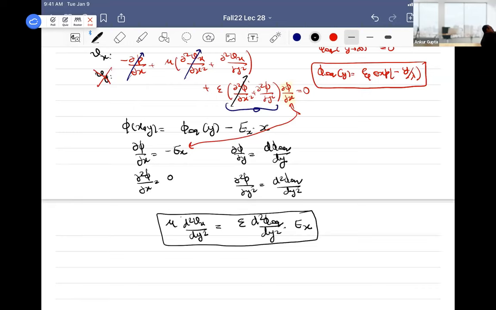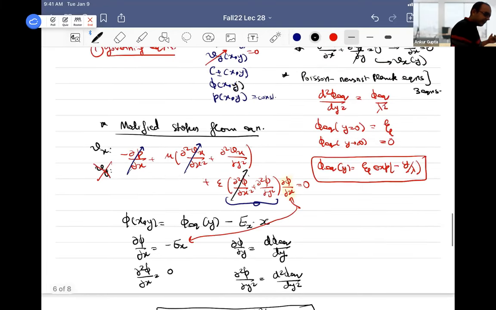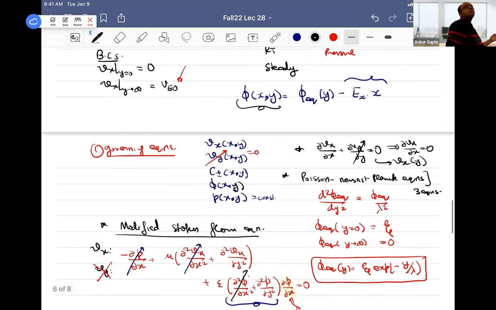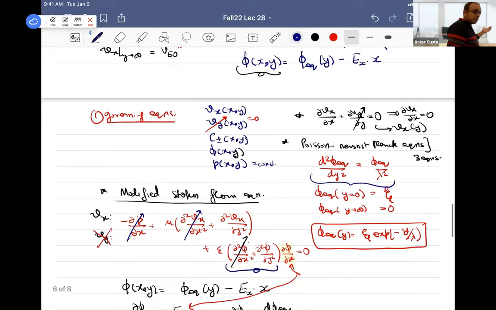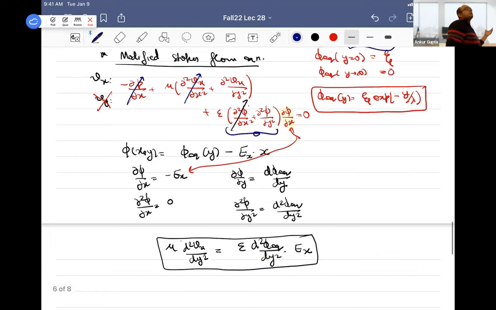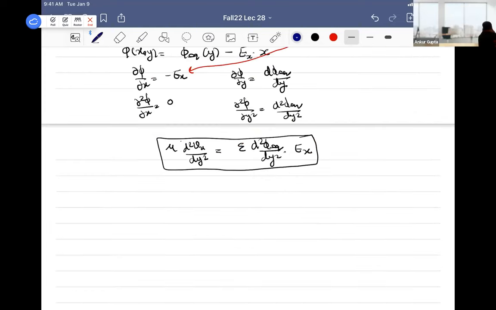But the simpler version we would look at is that we already know from our solution that d square phi by dy square is phi equilibrium over lambda square. So you can substitute that and make your life a little bit easier to solve this problem.